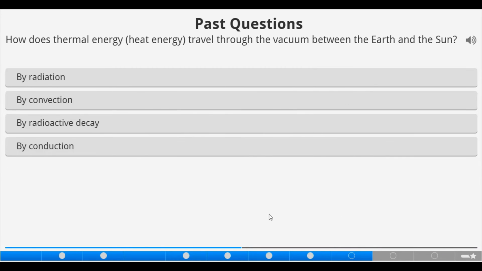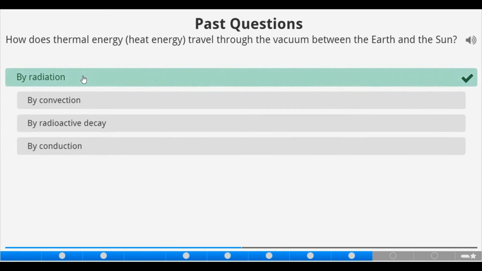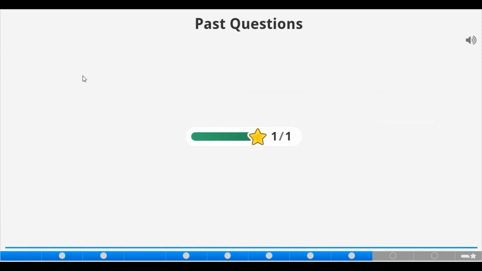So let's deal with this past question also. How does thermal energy or heat energy travel through the vacuum between the earth and the sun? That is only done through what is called radiation. That is the passage of electromagnetic waves through the vacuum that is present between the earth and the sun.